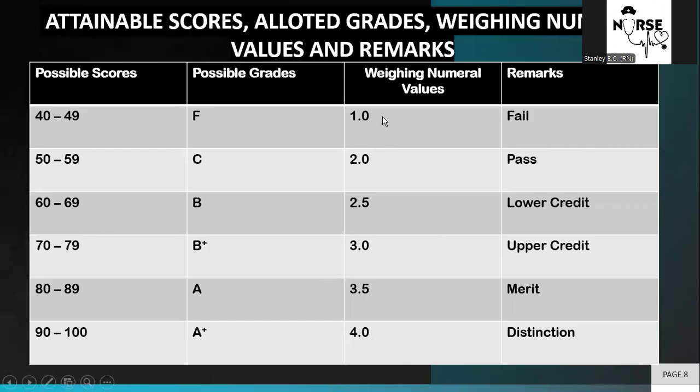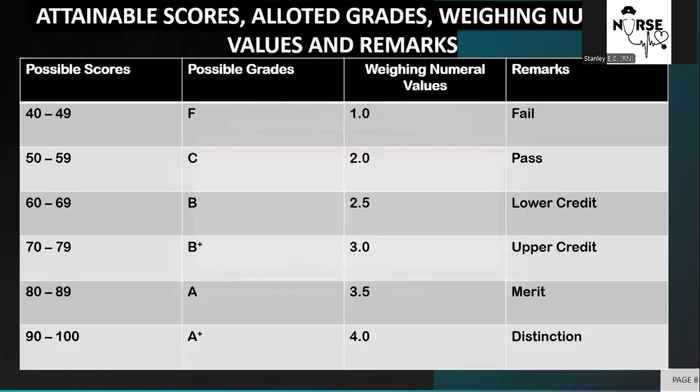If the course is a 2-unit course and somebody is scoring 50 to 59, which means the person has a C and the weighing numeral is 2.0, it will now be 2.0 times the credit unit for that course. You will get the value point. Okay, so let's move on.